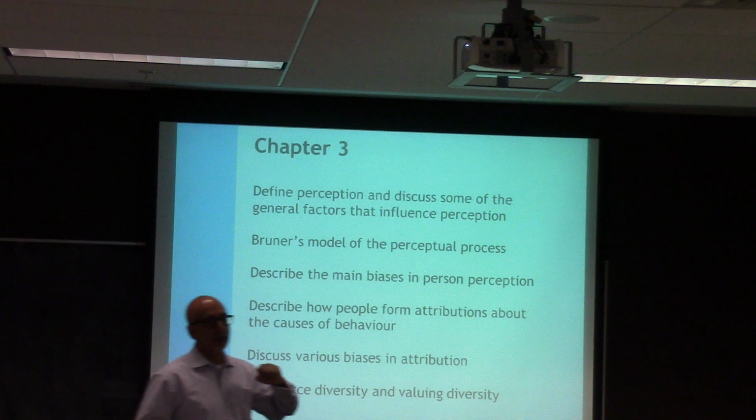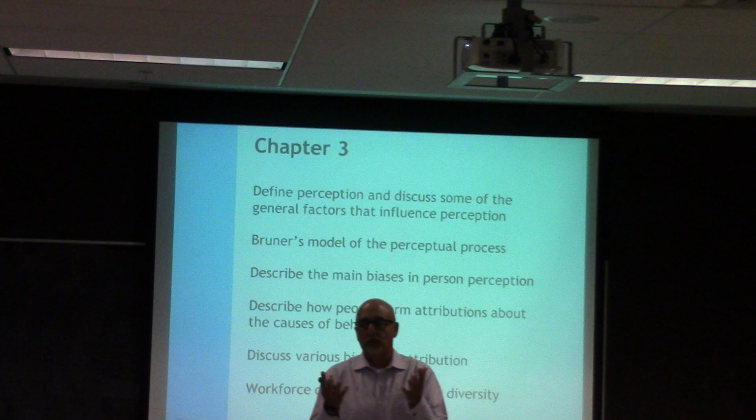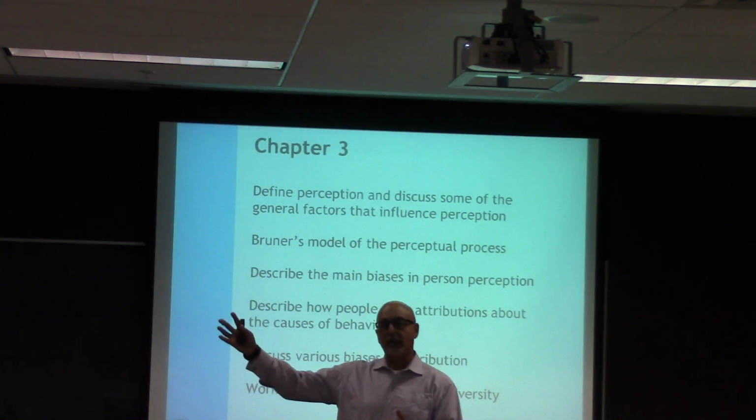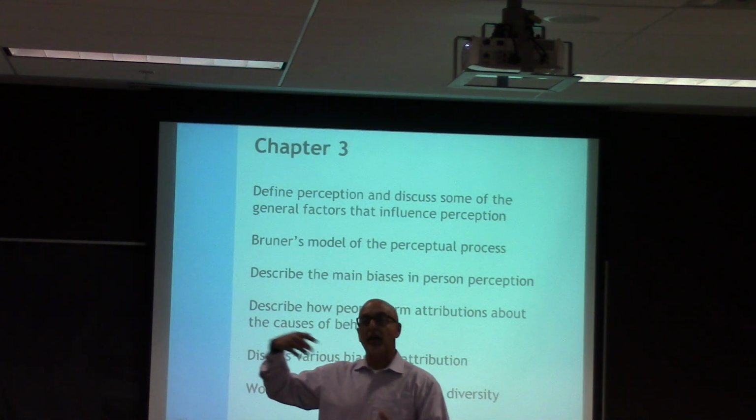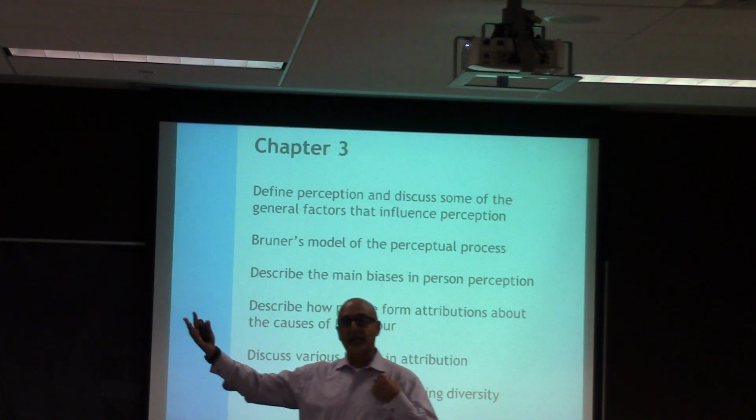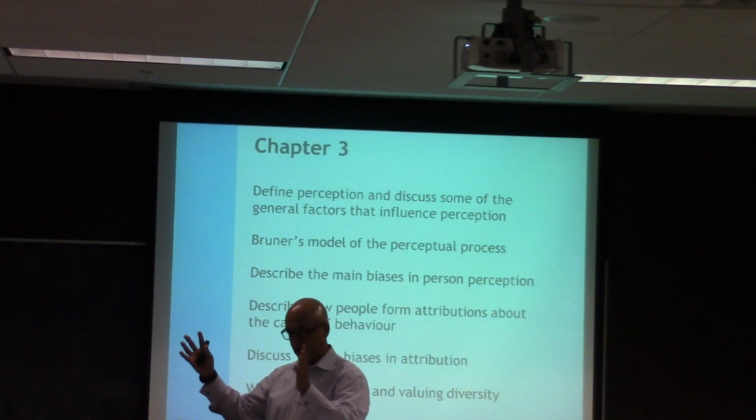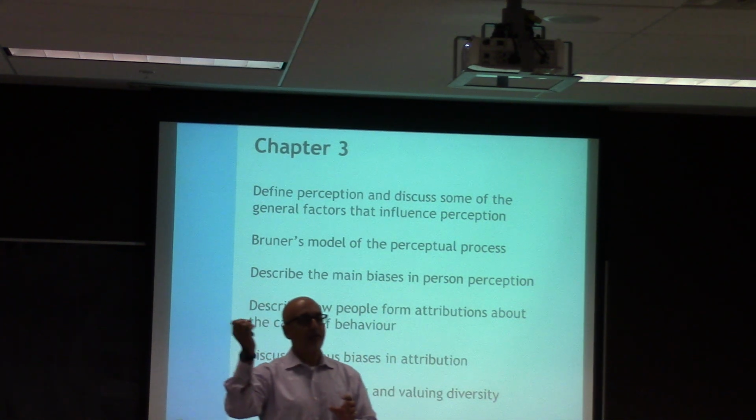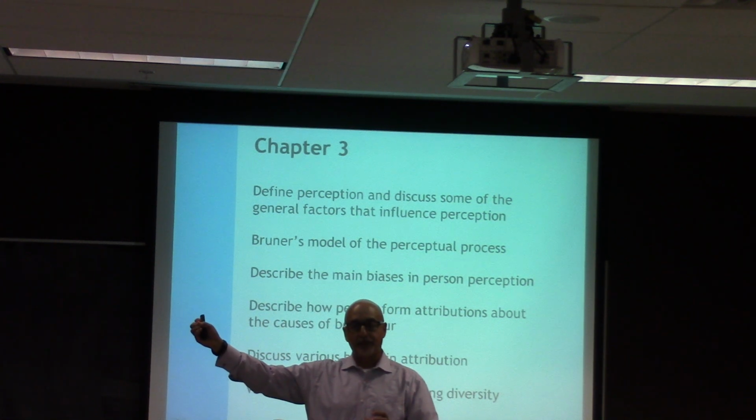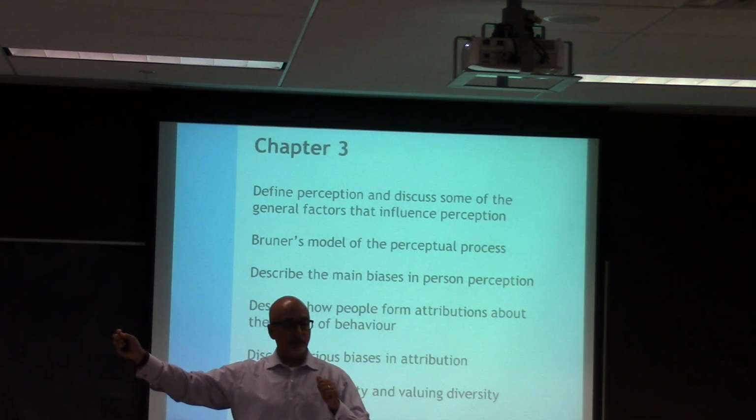Bruner's model of the perceptual process. What did Bruner tell us about perception? When I look at something for the first time, when something is vague or ambiguous or unknown to me, what am I going to be? Am I more or less open to cues? Very open, exactly. More open to cues. I'm looking for all kinds of cues. Once I have labeled or characterized my target, I categorize it and then I become more selective.